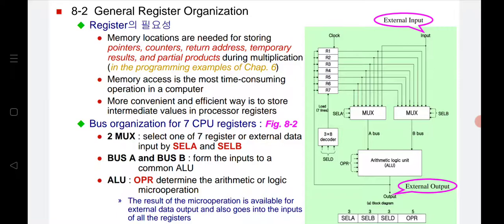Next, a more convenient and efficient way is to store the intermediate values in the processor register. So in the processor register, some intermediate values will be there. You will be getting some internal carry, a flag, that is, something like your borrow.